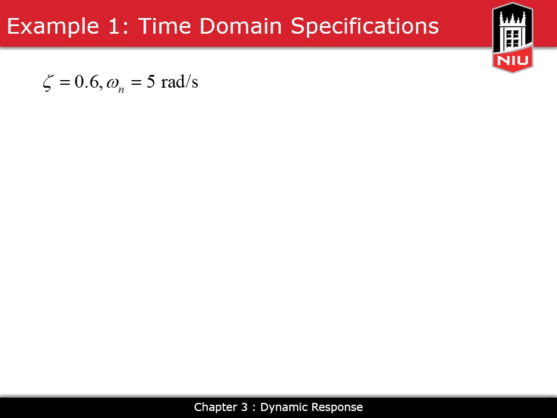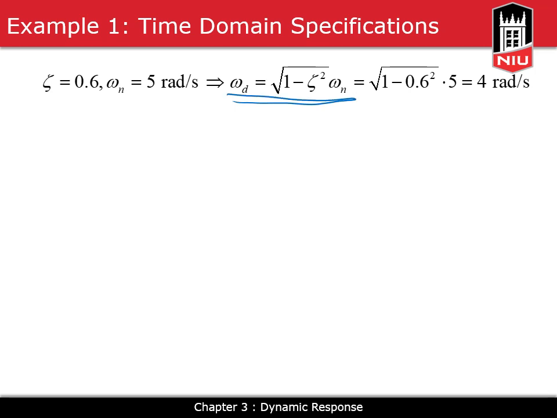So we have the values of zeta and omega n. In one of the formulas, we need omega d as well. So let's go ahead and find that. This is the formula for omega d from last lecture: omega n times the square root of 1 minus zeta squared. We plug in the values and find the answer to be equal to 4.